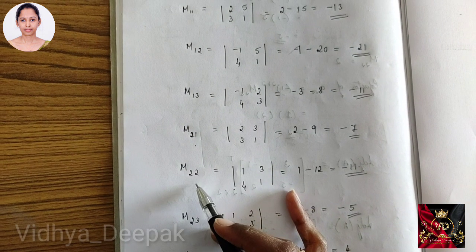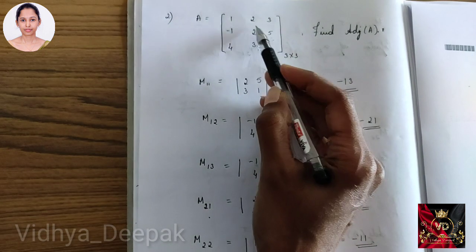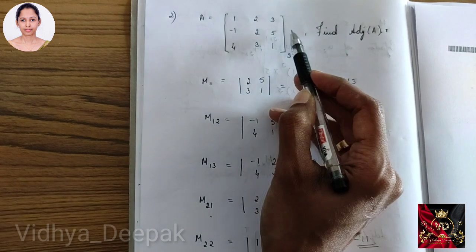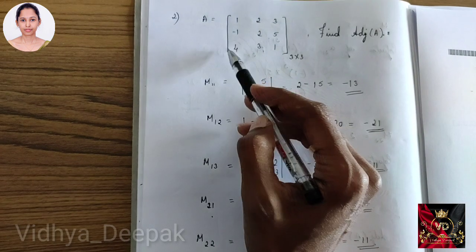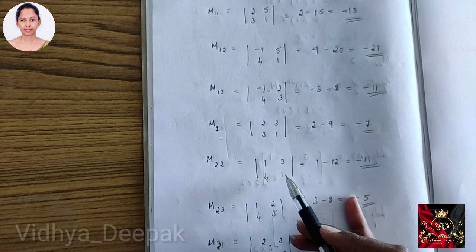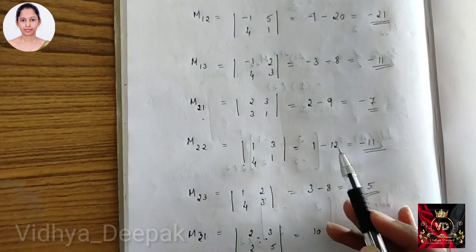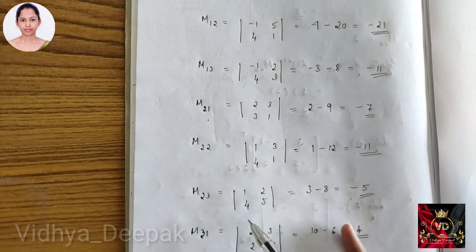Again going to the next element M22. So M22 is this element. So this column and this row get deleted. Your elements are 1, 3, 4 and 1. Determinant of this is 1 1s are 1 minus 4 3s are 12. So it is 1 minus 12 is minus 11.